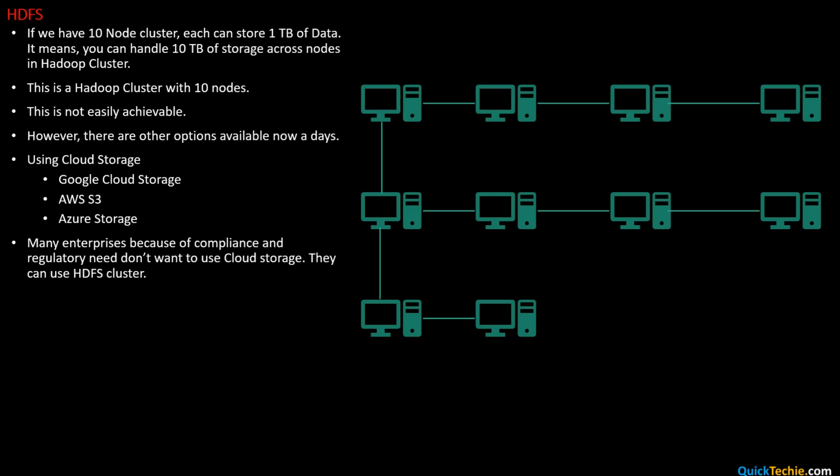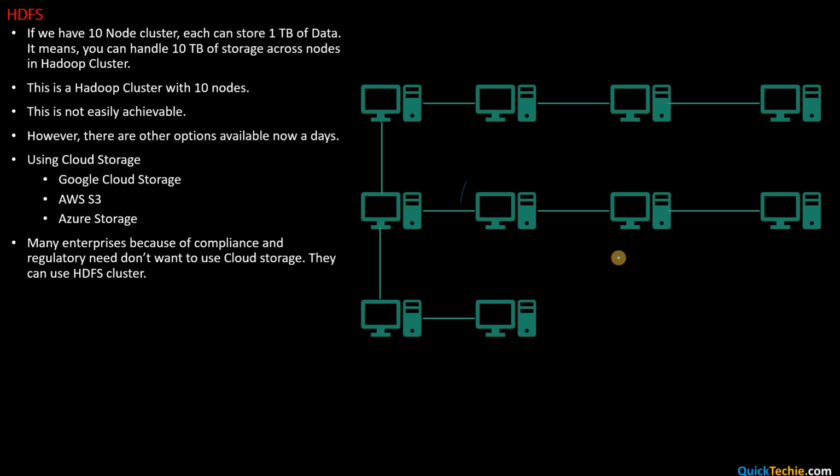Now let's move on and understand HDFS. If we have a cluster of 10 nodes, each can store 1 terabyte of data. It means you can handle 10 terabytes of storage across the nodes in the Hadoop cluster. As you can see in this diagram, there are 10 computers which are connected to each other through a network. Correct. So this is a Hadoop cluster with 10 nodes.